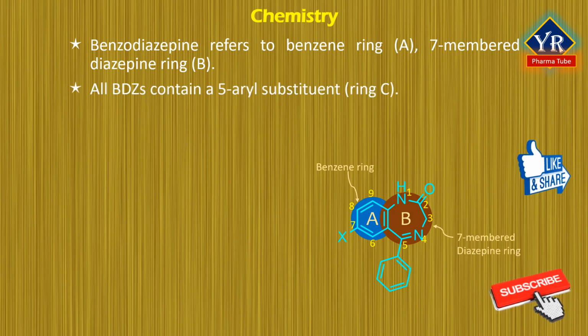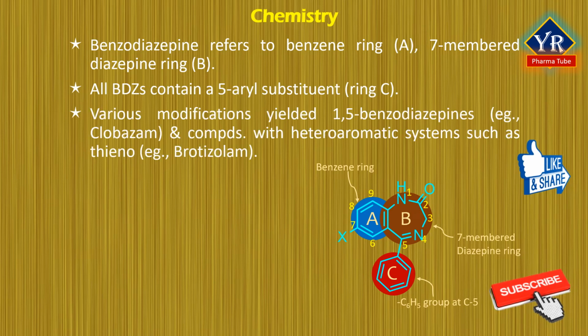Since all the important benzodiazepines contain a 5-aryl substituent, that is ring C, and a 1,4-diazepine ring, the term has come to mean the 5-aryl 1,4-benzodiazepines. Various modifications in the structure of the ring systems have yielded compounds with similar activities, including 1,5-benzodiazepines, that is clobazam, and compounds in which the fused benzene ring is replaced with heteroaromatic systems such as the thieno ring, for example brotizolam.